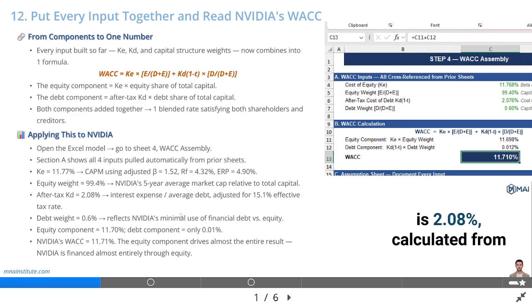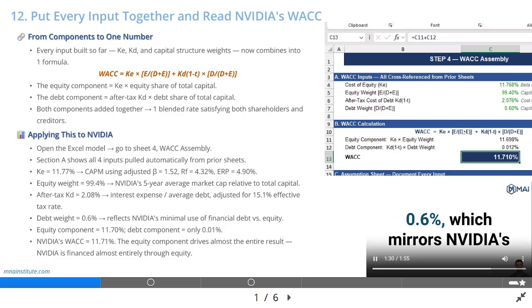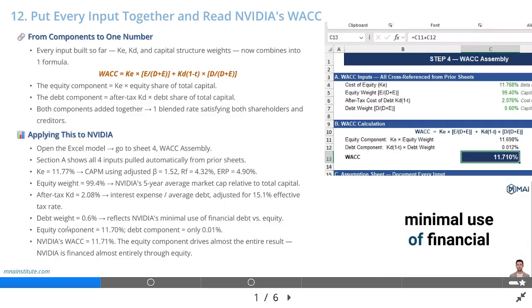After-tax cost of debt is 2.08%, calculated from NVIDIA's 10K interest expense divided by average debt, then adjusted for the 15.1% effective tax rate. The debt weight is 0.6%, which mirrors NVIDIA's minimal use of financial debt relative to its equity. The equity component comes to 11.70%, and the debt component contributes only 0.01%. NVIDIA's WACC is 11.71%. The equity component drives almost the entire result because NVIDIA is financed almost entirely through equity at this stage of its growth.